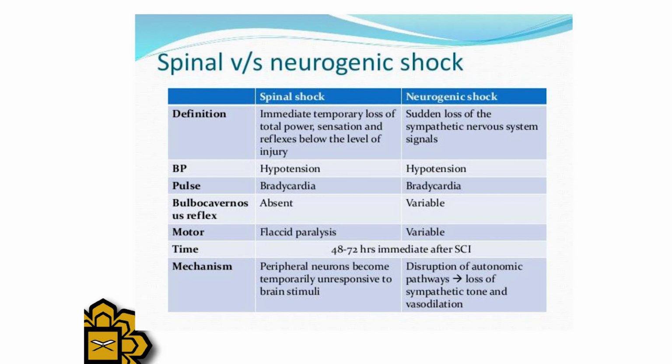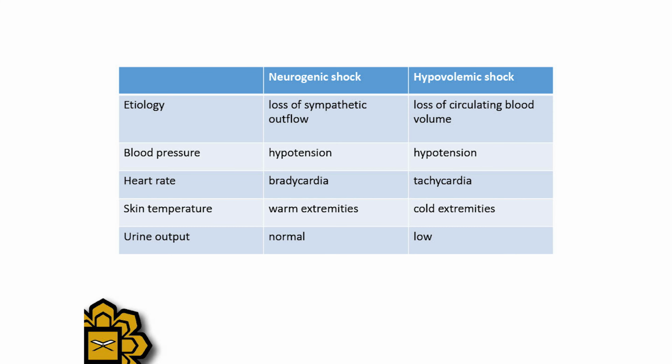So how do you differentiate? If you look at this diagram, you see the definition of spinal shock is immediate temporary loss of motor power, sensation and reflexes below the level of injury, and neurogenic shock is sudden loss of sympathetic nervous system signal. So if you see this diagram, you will see the difference. Okay. Next diagram, you can also see there's a difference between neurogenic shock and hypovolemic shock.